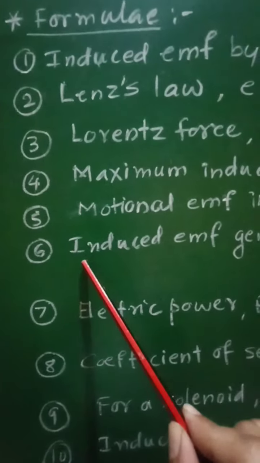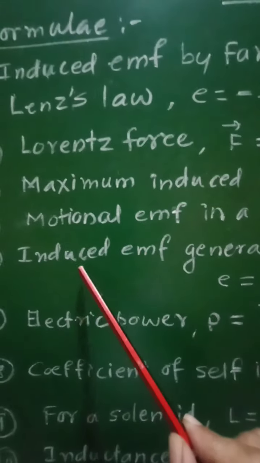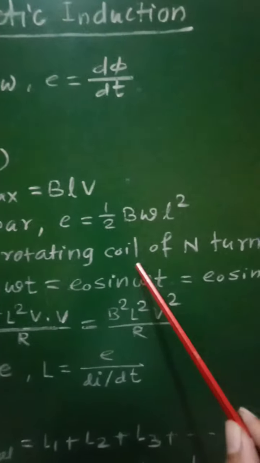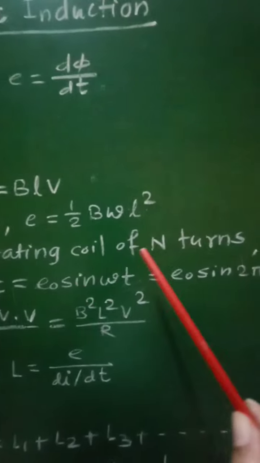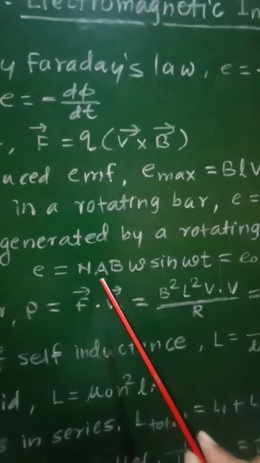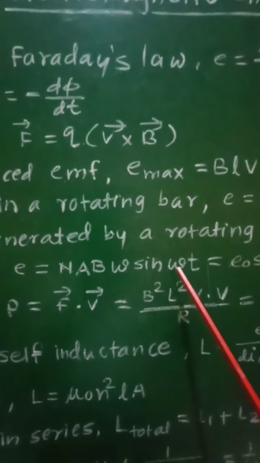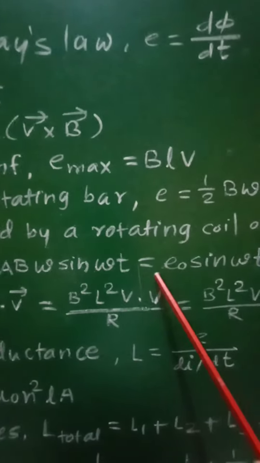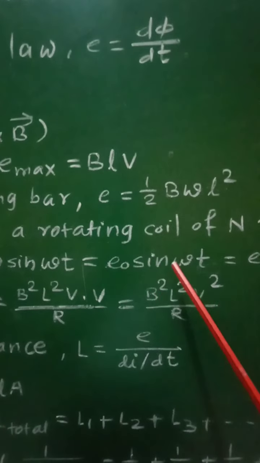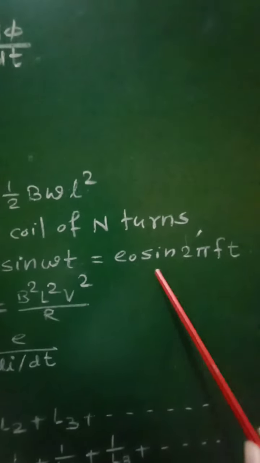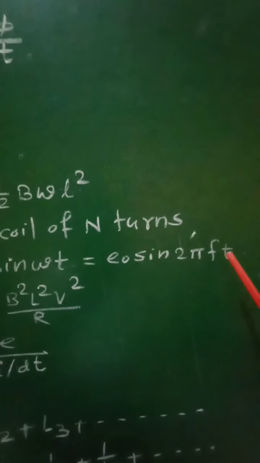Then sixth formula is for induced EMF generated by a rotating coil of n turns, and it is given as E equal to NAB omega sin omega t, which will be further written as E0 sin omega t, and that will be equal to E0 sin 2 pi ft.